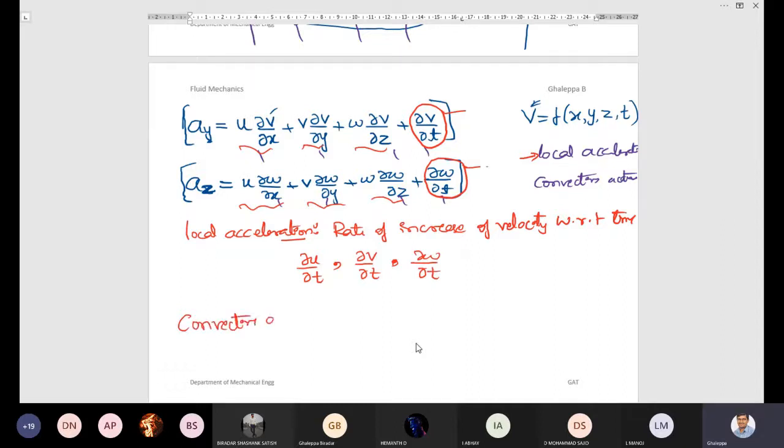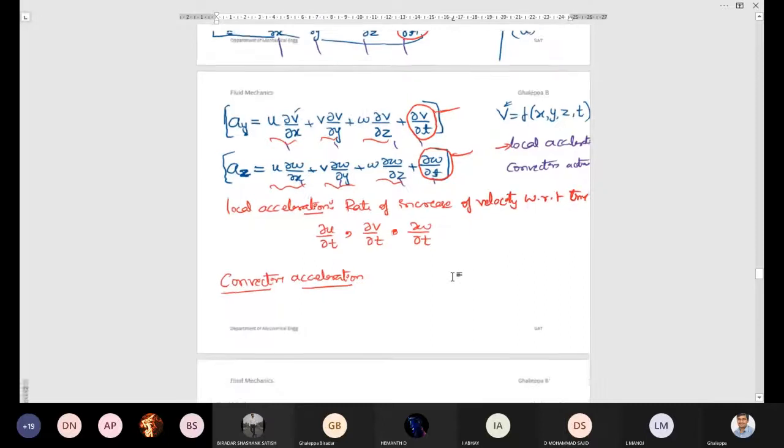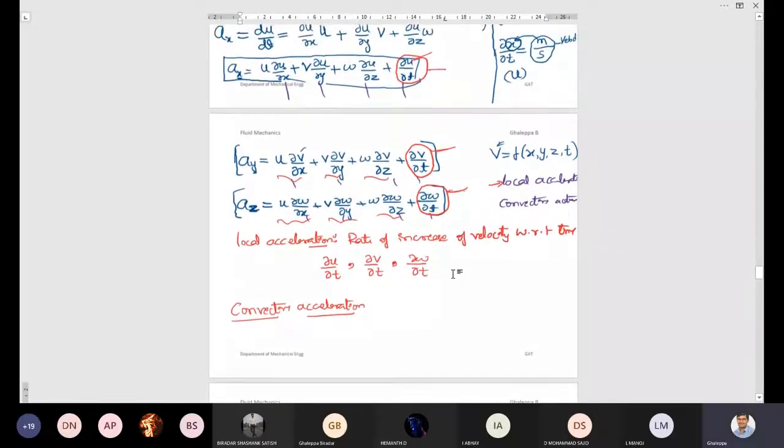Convective acceleration. If I ask you to write convective acceleration, accept these three terms here. The first term, this one is one term, this second term, this is third term. Except these three terms in the equations, the remaining are all convective acceleration terms. So I will not write all these 9 terms here.